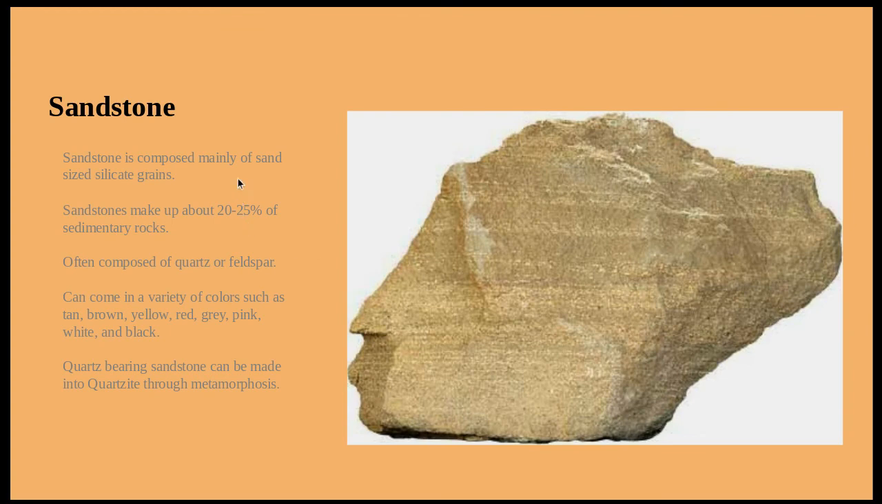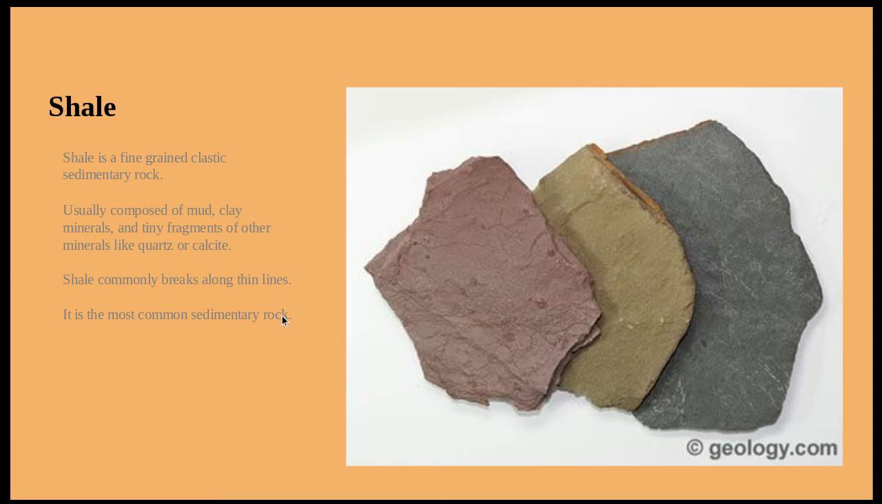Sandstone is composed mainly of sand-sized silicate grains, and so sandstones make up another 20 to 25% of sedimentary rock, and it's often composed of quartz or feldspar. And they can come in a variety of different colors, like tan, brown, yellow, red, gray, pink, white, and black. So there's lots of different colors of sandstone. And quartz-bearing sandstone can be made into quartzite through metamorphosis. And then we have shale, which is a fine-grained clastic sedimentary rock. And that usually means it's composed of mud or clay and these tiny fragments of other minerals. And so shale can commonly break along really thin lines, and it's one of the most common sedimentary rocks.